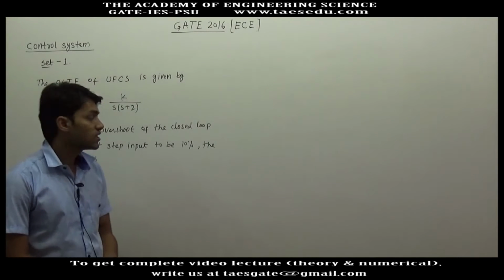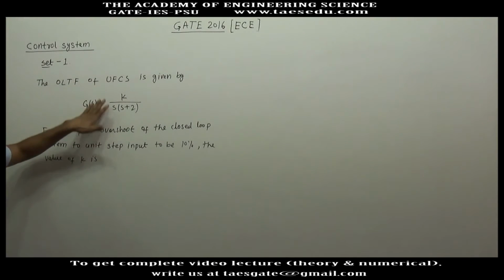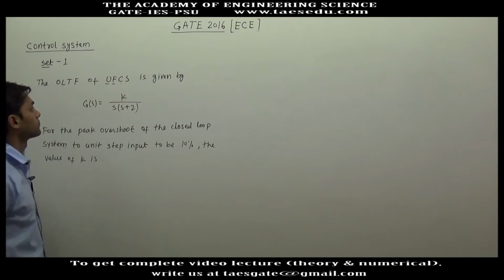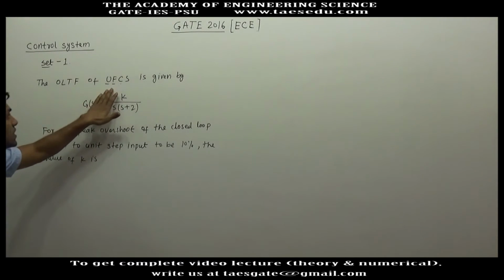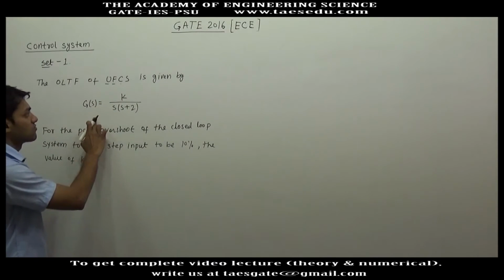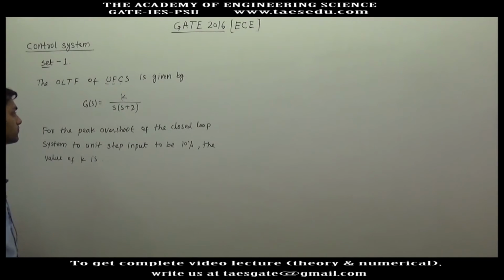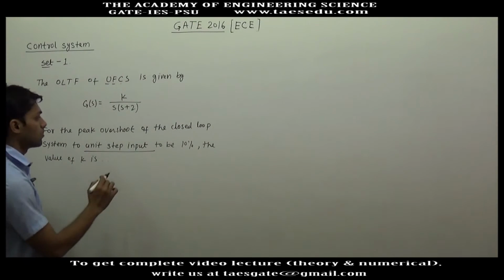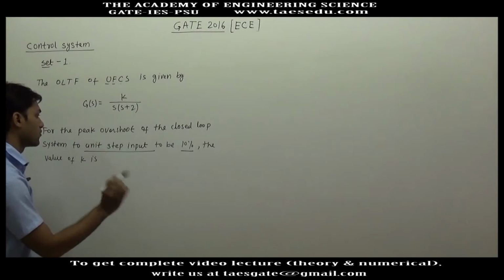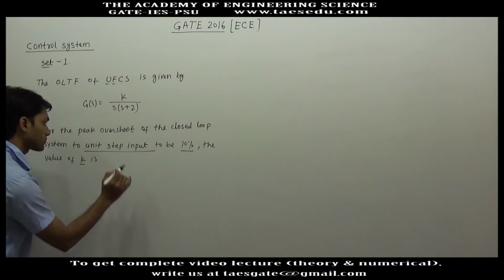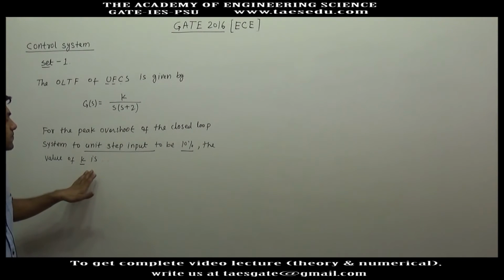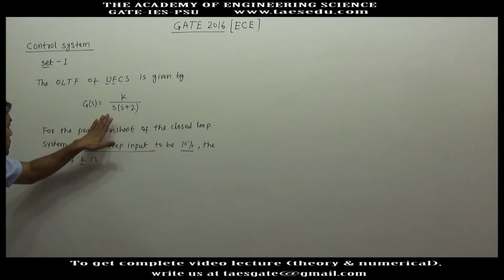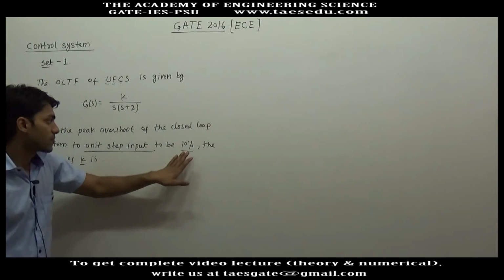In this question we are given the open loop transfer function of a unity feedback control system. The open loop transfer function is given as G(s) equal to k divided by s into (s plus 2), and for a unit step input, the peak overshoot of the system has to be 10%. Then we have to find out the value of k such that the peak overshoot of this system for a unit step input is 10%.